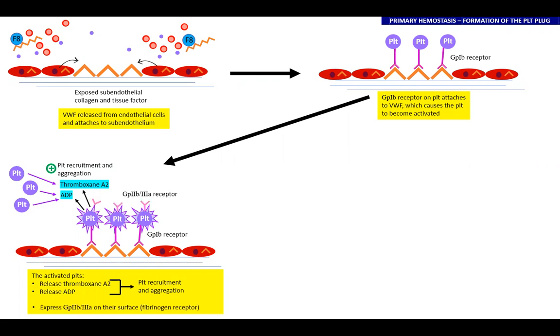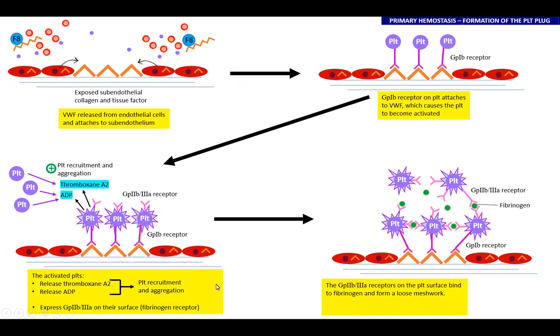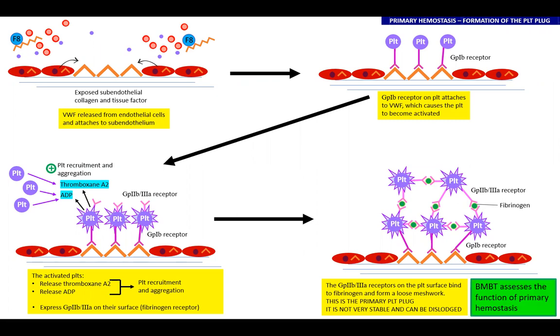And then it's also going to cause them to express the receptor GP2B3A on their surface, which is a receptor for fibrinogen. So now that we have that receptor, the fibrinogen is going to come in, and the GP2B3A receptors are going to bind to the fibrinogen, and then we're going to form this loose meshwork. And so this is your primary platelet plug. It's not very stable and it can be dislodged.